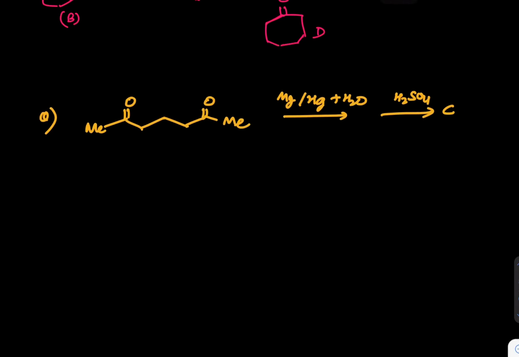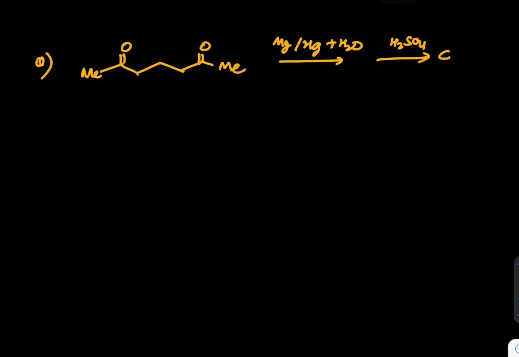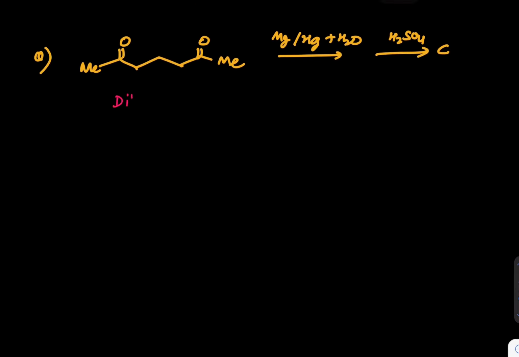So the question goes like this. We have a diketone. If you observe, this is a diketone. And on this diketone, they are reacting MgHg H2O. So what's the role of MgHg H2O? As we know, MgHg H2O is known for formation of pinacol. So we can draw the whole structure something like this.